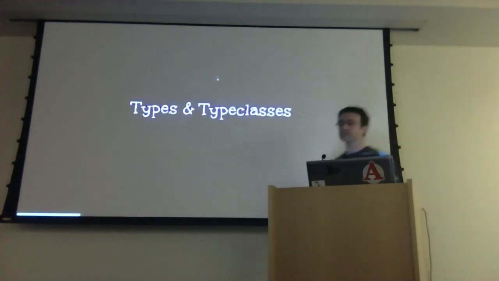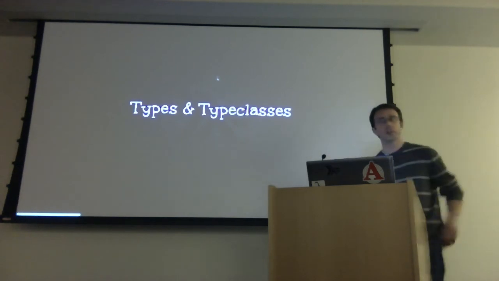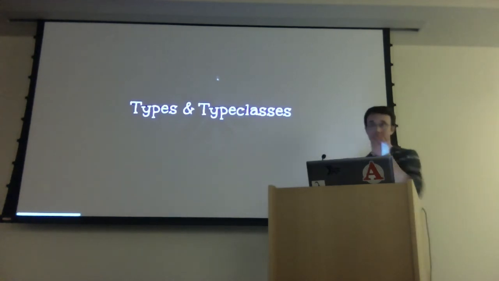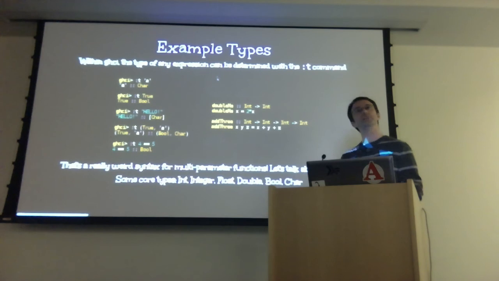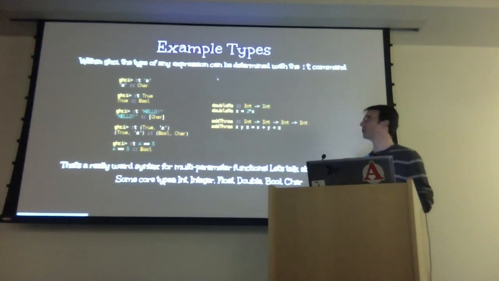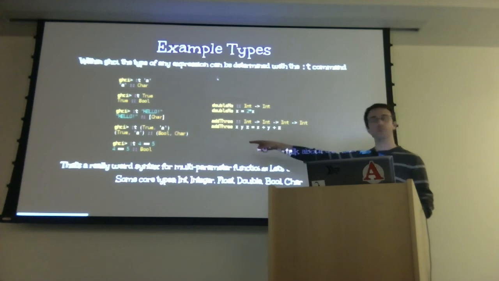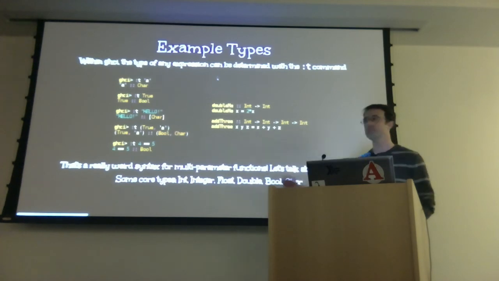All right, so Haskell is a strongly typed language. So we're going to take a brief look at its type system. Within GHCI, you can get the type of any expression by doing colon t. So the type of 'a' is a character. True is a Boolean, "hello" is a list of characters, like I said earlier. You have tuples. The type of 4 equals 5 is Boolean, right? It's an expression, so the type of an expression is the result of that expression.